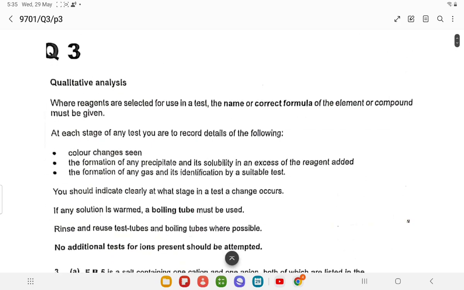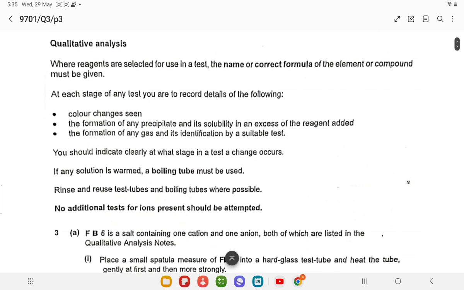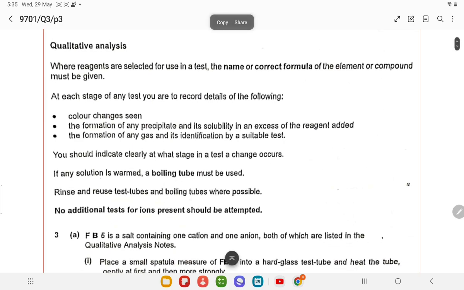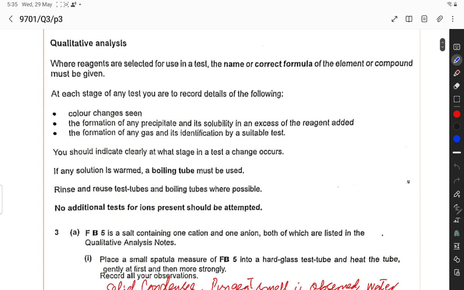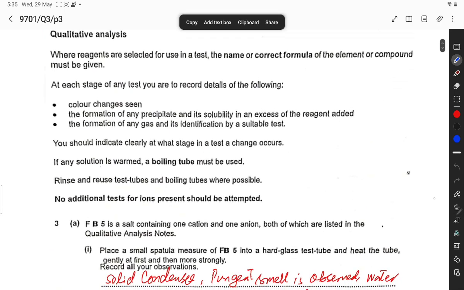In this video I will discuss question number 3, qualitative analysis, of paper 3, 9701. Qualitative analysis where reagents are selected for use in a test. The name or correct formula of the element or compound must be given.